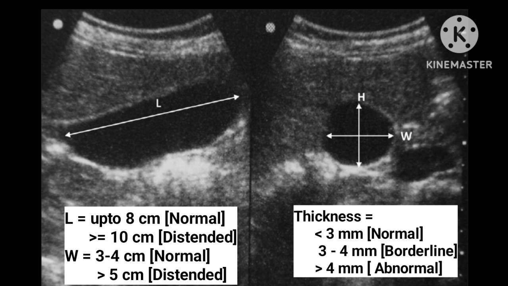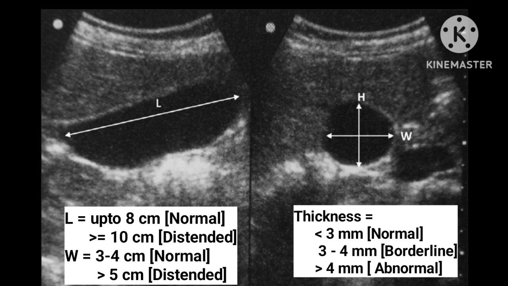Normal gallbladder length is up to 8 cm. When it is more than 10 cm, it is an abnormal or distended gallbladder. Normal width of the gallbladder is 3 to 4 cm. More than 5 cm, it is an abnormal or distended gallbladder. Now come to thickness, which is measured in transverse section.